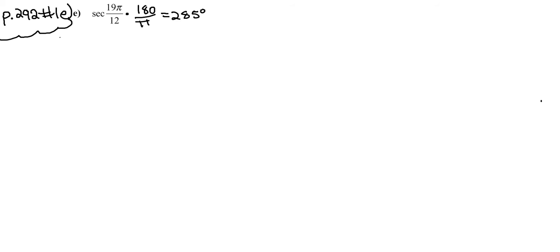This time we're going to be doing chapter 6. I'm working on page 292, number 1e. Okay, so the instruction is find the exact value of each expression. And so this one is secant 19 pi over 12.